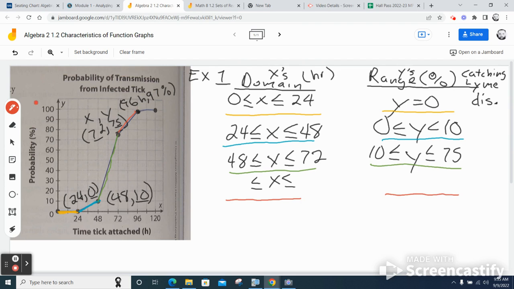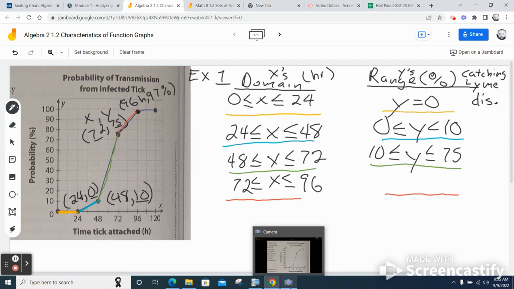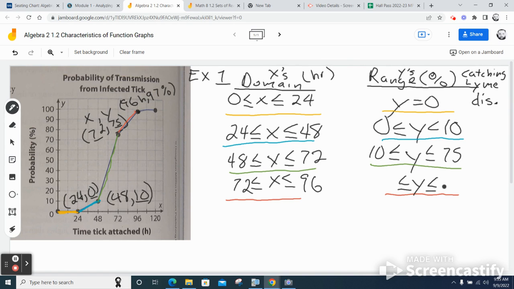Okay? So what are the x values for that? Well, it goes from 72 to 96. So from 72 hours, the next 24-hour period, to 96. Our y values that correspond to those, our range for that interval, goes from 75 to about 97. So at the end of the fourth day, 96 hours, you have a 97% chance of getting Lyme disease from a tick if it has Lyme disease.